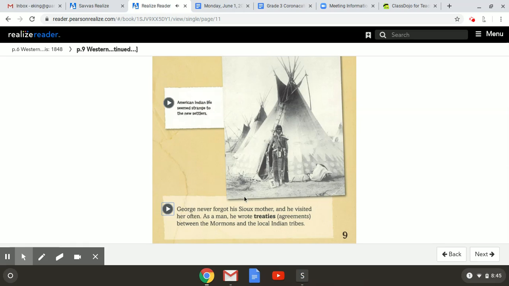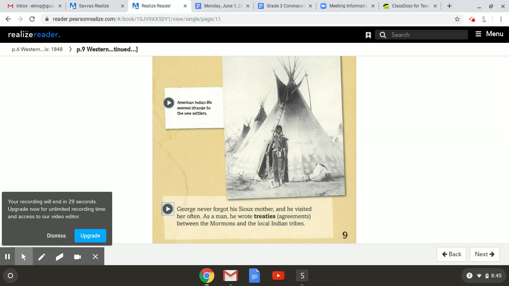So when George grew up, he actually became good friends with all the local Indian tribes, the Sioux, because he really admired them because they helped him. They helped him when he grew sick, when he was heading west, when he was just a kid. And he had like a Sioux mother in a sense. It wasn't his actual mother, but she took care of him and she cared for him. So he really thought very highly of the Sioux Indian people.